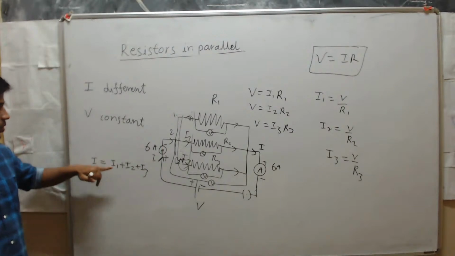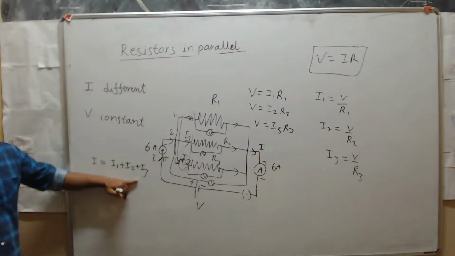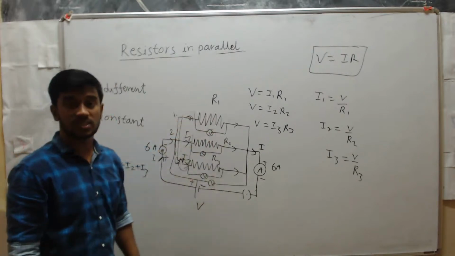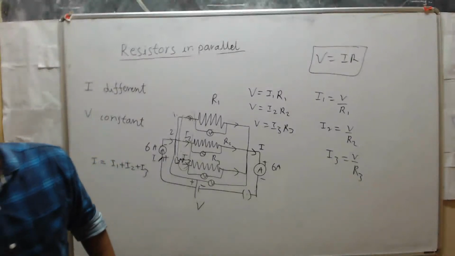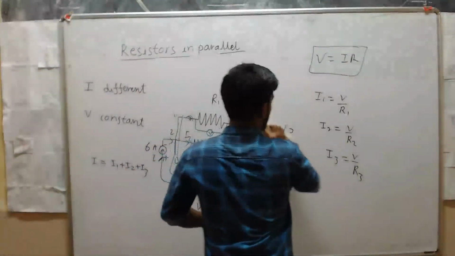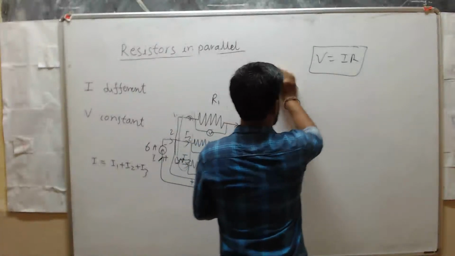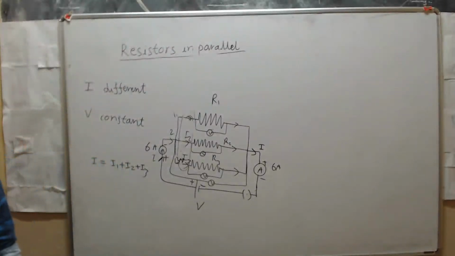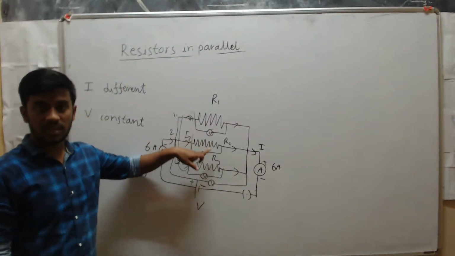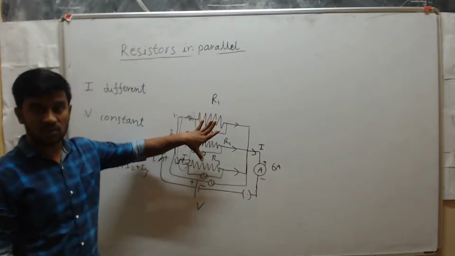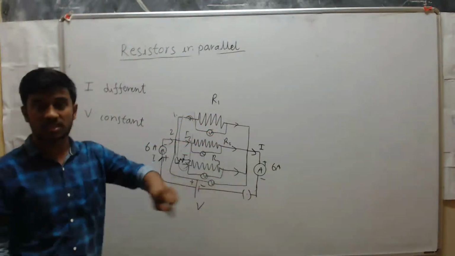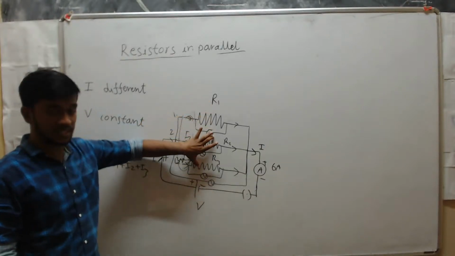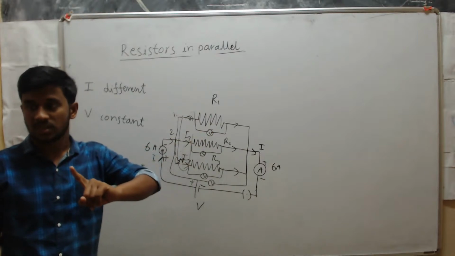Next, to calculate the total current in the circuit, we use the formula I equals I1 plus I2 plus I3. Clear? But if I ask you to calculate the total resistance in the circuit, total resistance or equivalent resistance means, these three resistors are in the circuit, right? If you want to calculate the total resistance, you have to make these three resistors as one resistor.